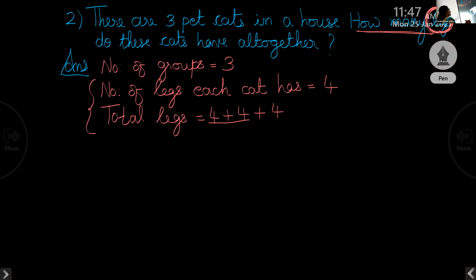Joanne, did you get the answer, dear? Yes. What is the answer? 4 plus 4 is 8. Then plus 4 is remaining over there. You have to write it down. Then two numbers together. 8 plus 4 is equal to? After 8, 9, 10, 11, 12. 12. Yes. So 12 legs. This is the final answer. Good.